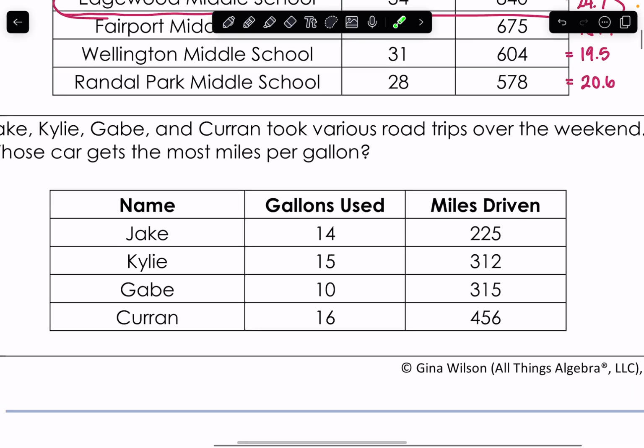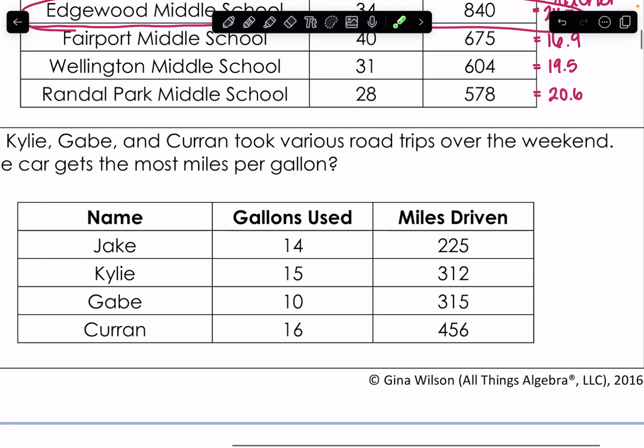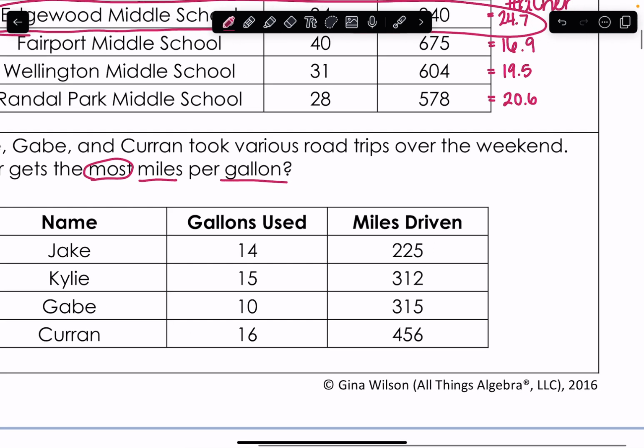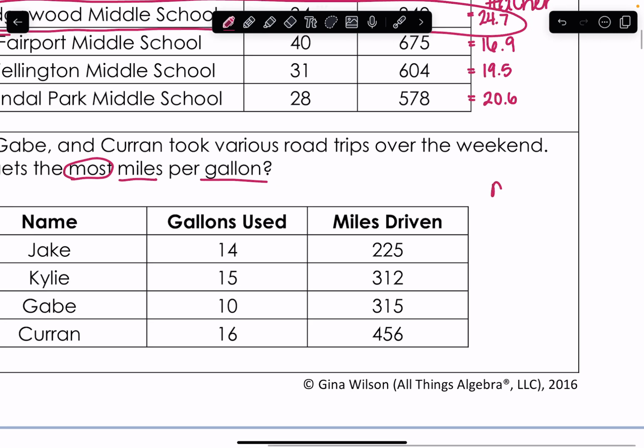This question is, we're talking about 4 people here. We took various road trips over the weekend. The question is, whose car gets the most miles per gallon? So I'm looking for the largest number. Miles is going to go on top. Per, that's where the slash goes. Gallon is going to go on the bottom. So I'm going to take my miles number divided by the gallons number.